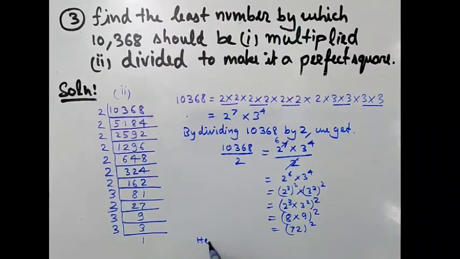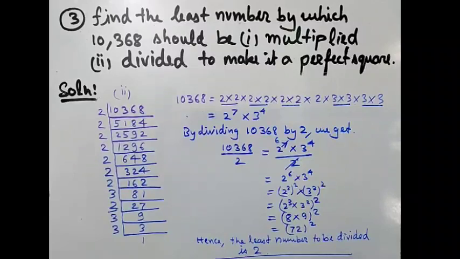So hence the least number to be divided is 2. It's like the same number that was multiplied, that same number will be divided. Clear?